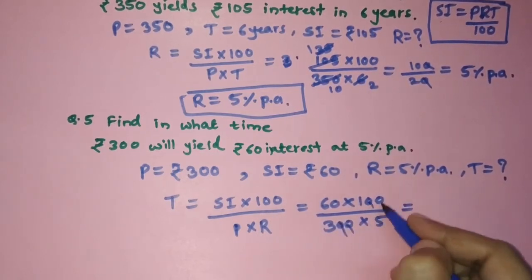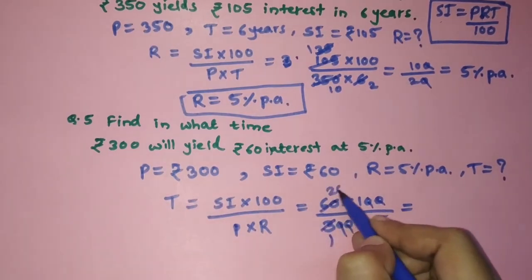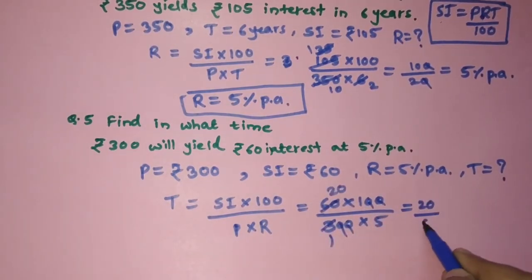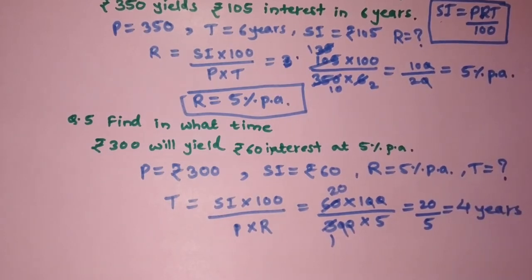Just do the simple calculation. You can go for it, 3 1s and 3 20s. 20 by 5, which is nothing but 4 years. So time is 4 years here.